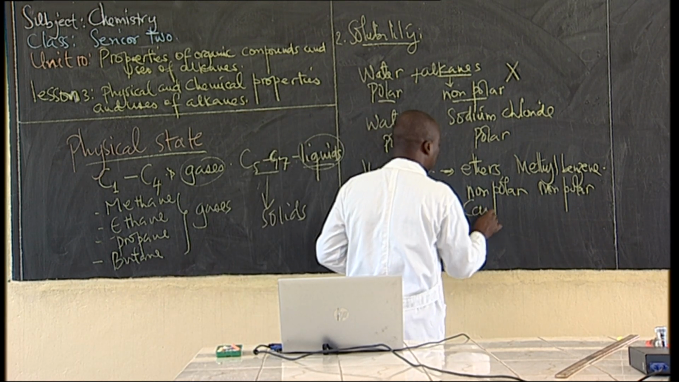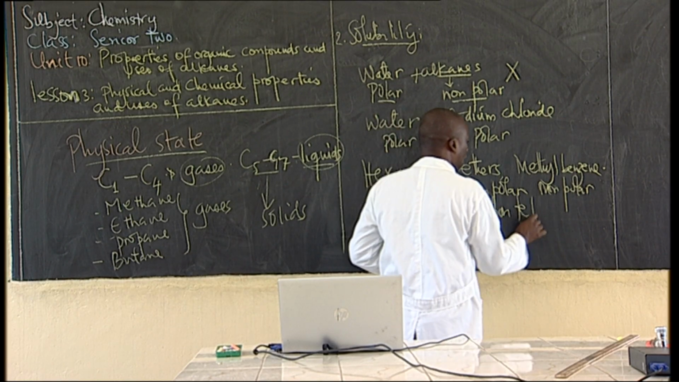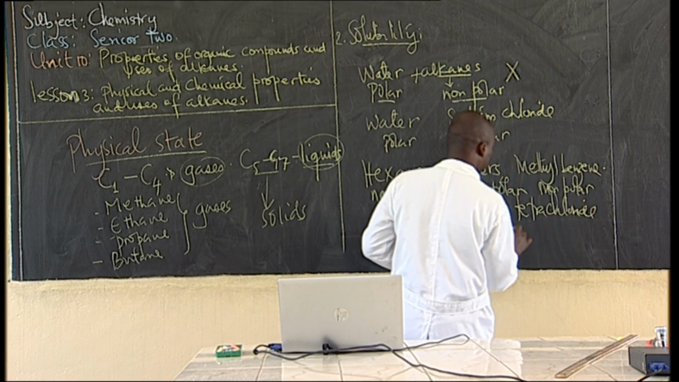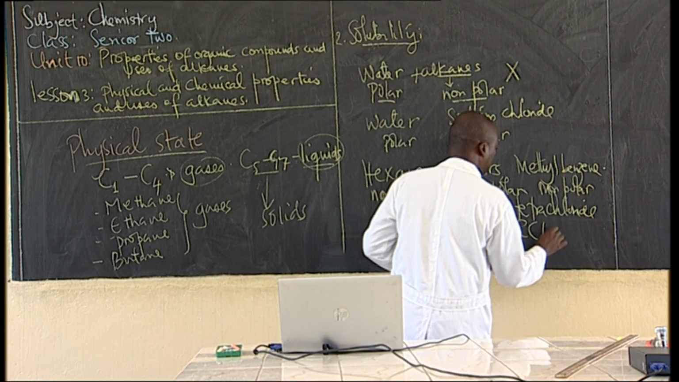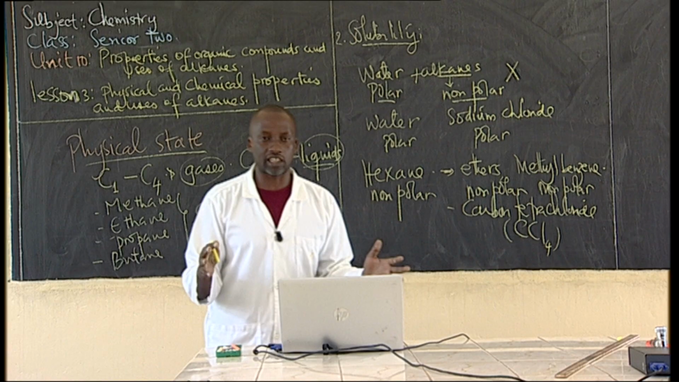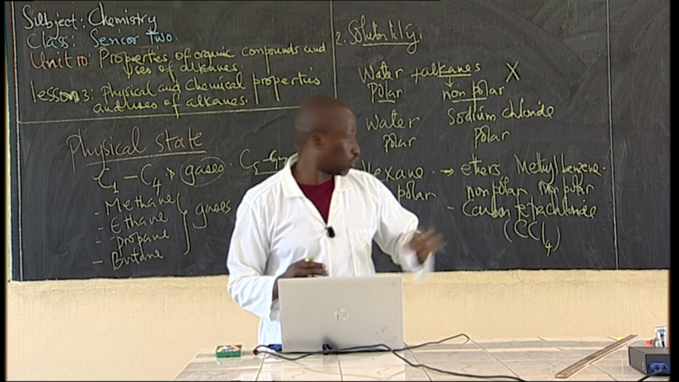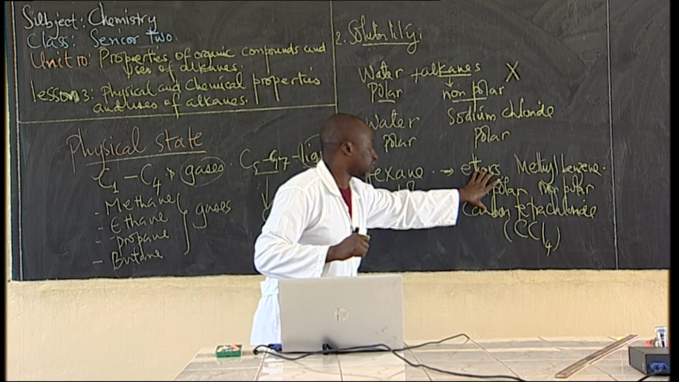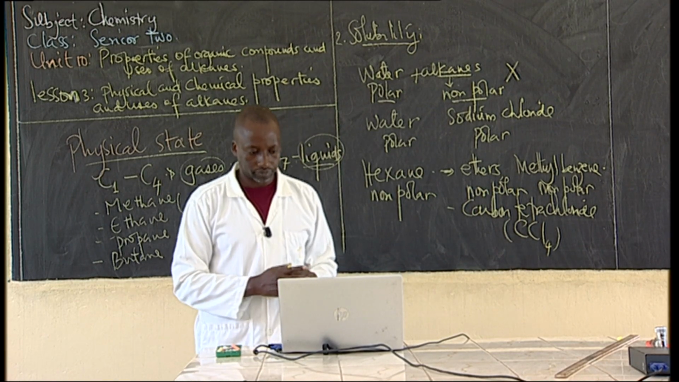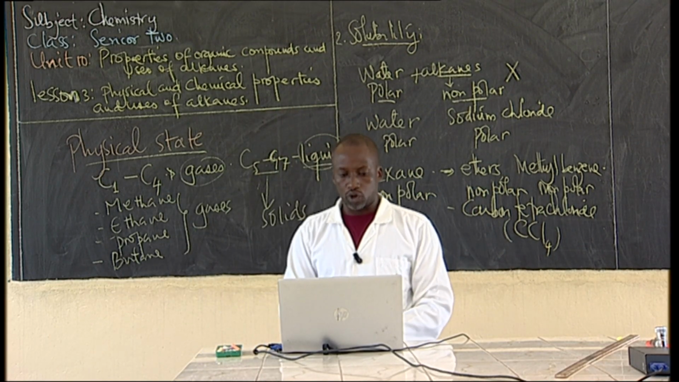We can also talk about carbon tetrachloride, CCl4. This is also non-polar, and so are many other non-polar molecules. So these ones will dissolve in alkanes, but they won't dissolve in water. So that is about the solubility.